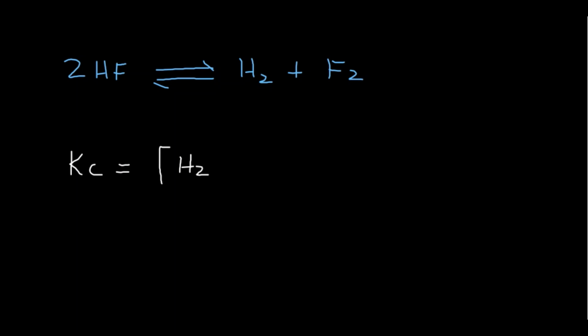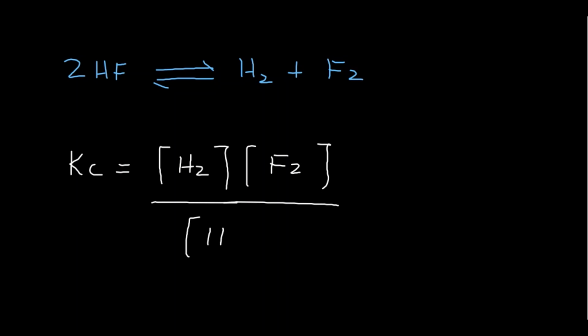Hydrogen 1 mole, we don't write 1. Fluorine, since we also have 1 mole of fluorine. And how many moles of hydrogen fluoride are given? 2 moles. We have 2 moles. So 2 should be written as power. So this is the value of Kc for this reaction, that is the decomposition of hydrogen fluoride. I hope this is clear to you students.